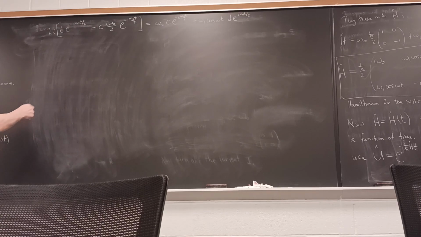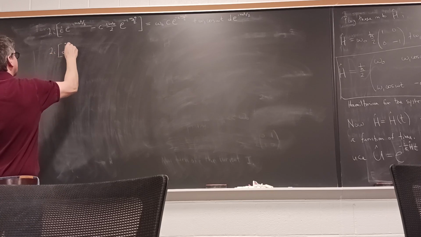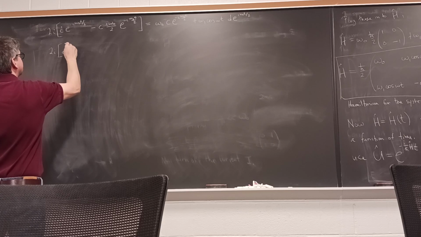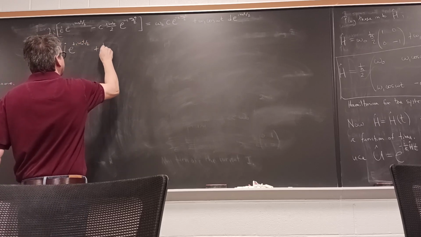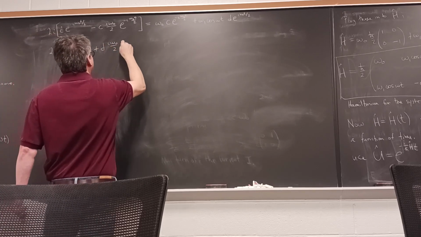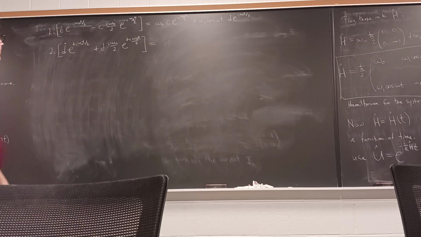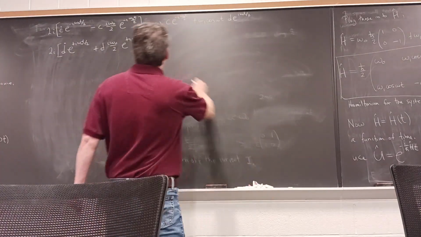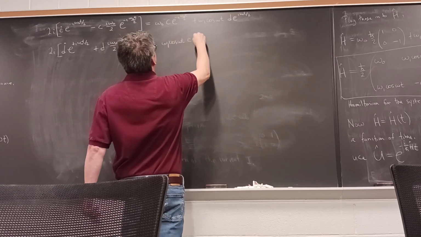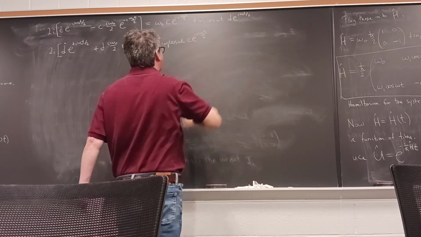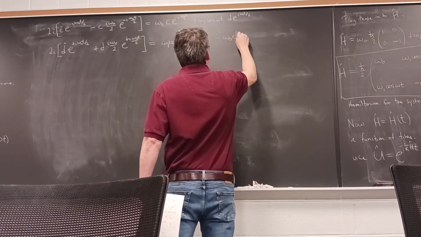Is that right? Did I make any mistakes? And then the next equation is 2i, and this will be D dot e to the plus i omega 0 t over 2 plus D i omega 0 over 2 e to the plus i omega 0 t over 2 is equal to omega 1 cosine omega t C e to the minus i omega 0 t over 2 minus omega 0 D.